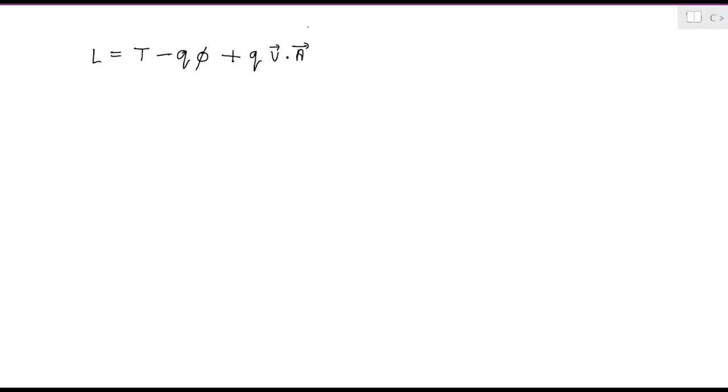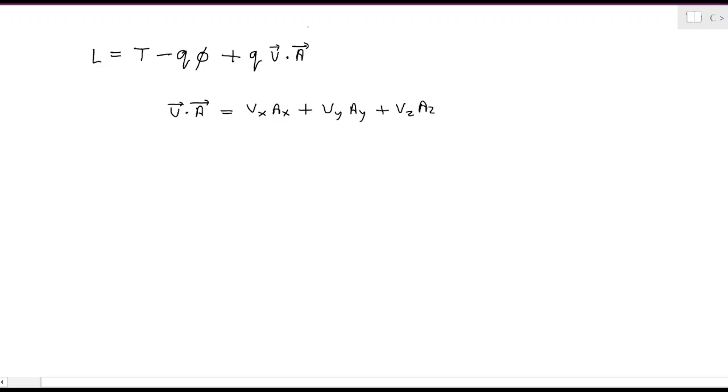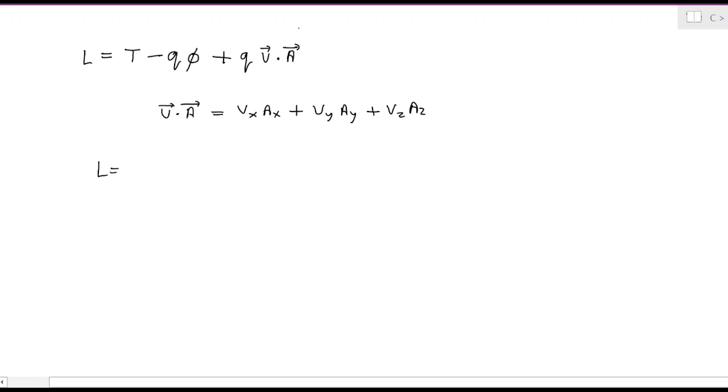So I have told you T is your kinetic energy, phi is your scalar function. Now how will you write v dot A? So v dot A will be given by multiplying the components, so you will have Vx Ax plus Vy Ay plus Vz Az. So this will be your v dot A. Now let's put the values in the Lagrangian. Firstly, you have to write T. The kinetic energy, as you know, is given by half m v squared, and as we are using Cartesian coordinates here, this will be half times m times (Vx squared plus Vy squared plus Vz squared).